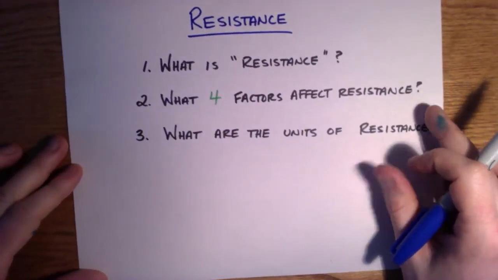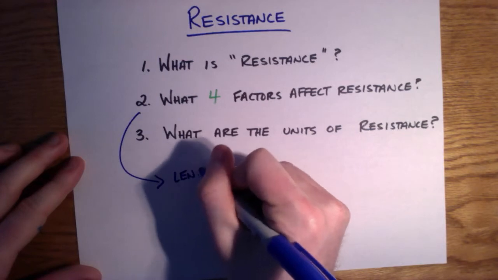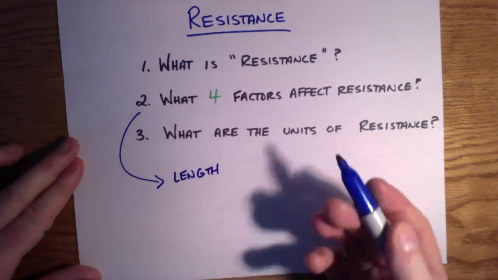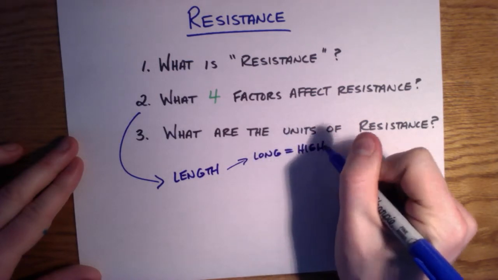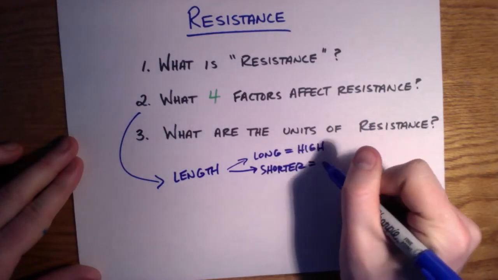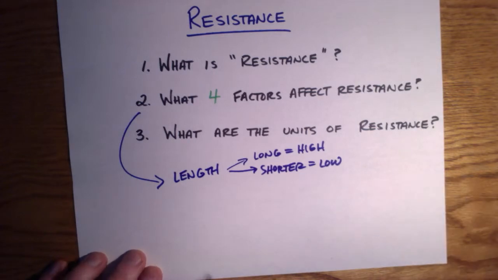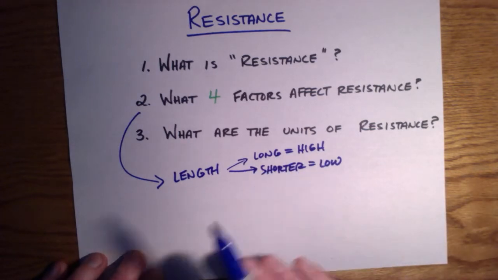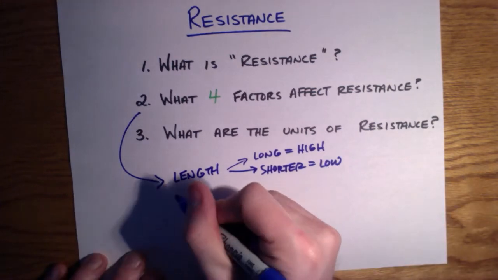The last thing I wanted to talk about, we've talked about what resistance is, we've talked about what those four factors are. If you don't remember, we were talking about the length. So the longer the wire, the higher the resistance. And the shorter, then the lower the resistance. All right, and that just has to do with how many obstacles you have to try and get through. The longer, the more obstacles you have, the higher the resistance. The shorter, then you have lower because there's not nearly as many obstacles in your way.